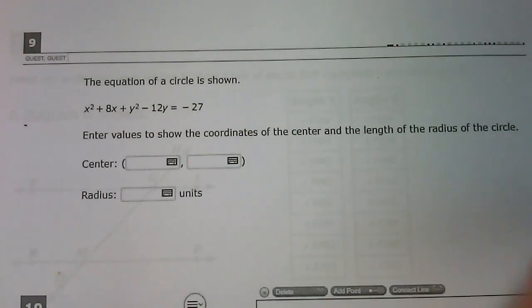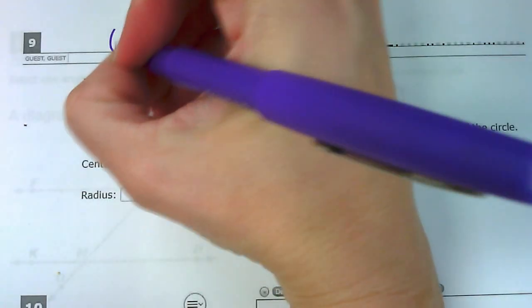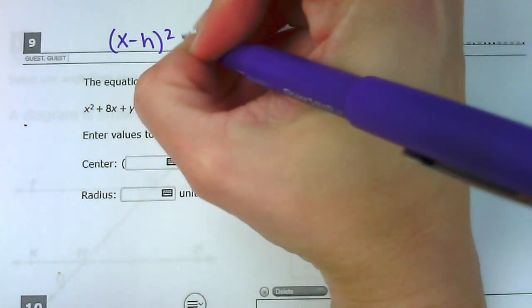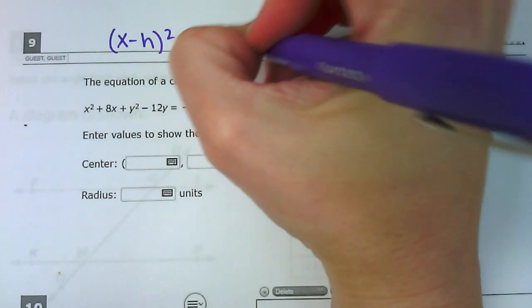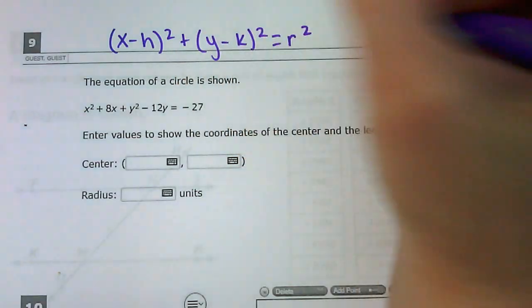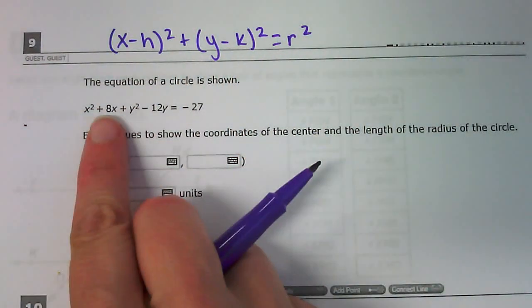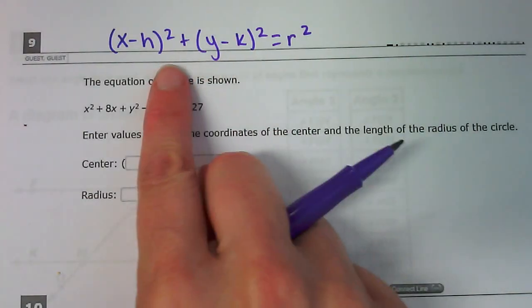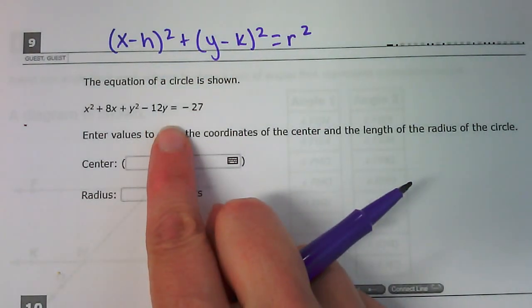Right, this question deals with equations of a circle. We need to know what the basic equation of a circle looks like, so we're going to write that down. And then notice how this equation is not in the correct format. This equation needs to be switched to a different form.